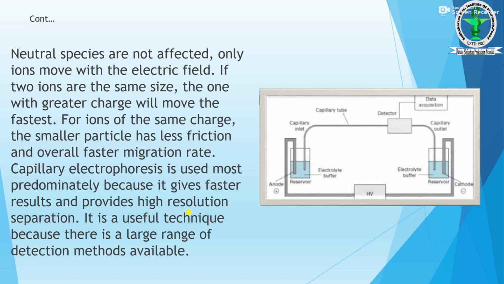In the same case, if you have ions of the same charge, the charge is the same, but if their size is different, the smaller particles have less friction and overall faster migration rate. Ions of the same charge, smaller particles have less friction and overall faster migration rate. So capillary electrophoresis is used most predominantly because it gives the fastest result.